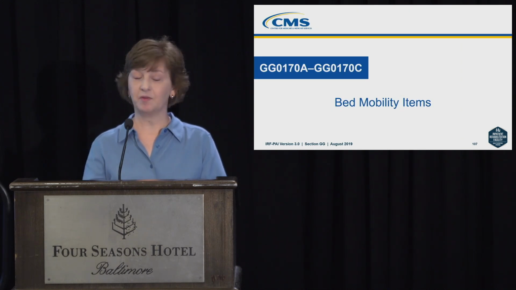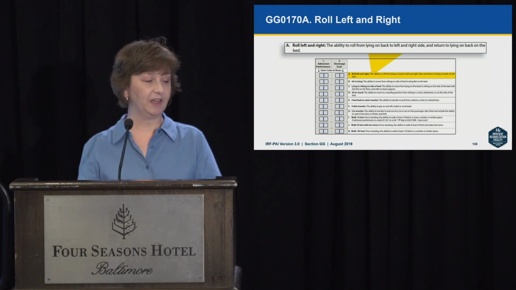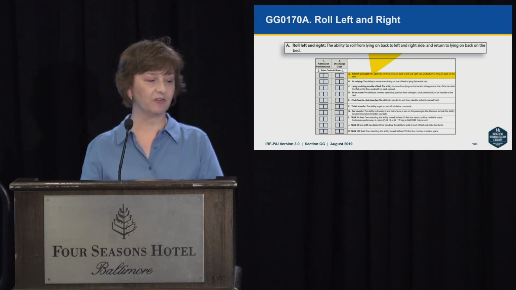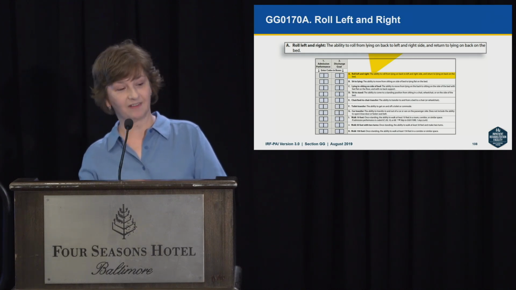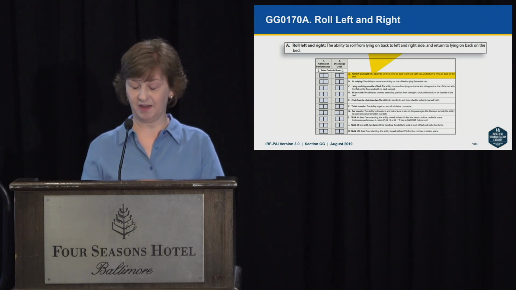So starting off with the bed mobility items. The first activity is rolling left and right, and this refers to the ability to roll from lying on the back to the left and right side and returning to the back on the person's bed.